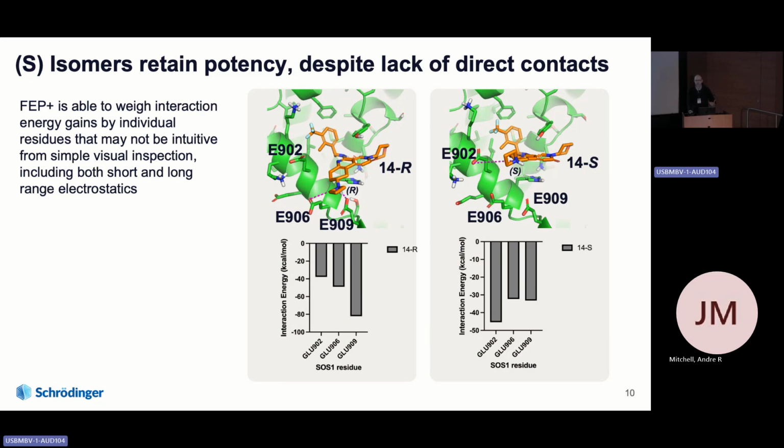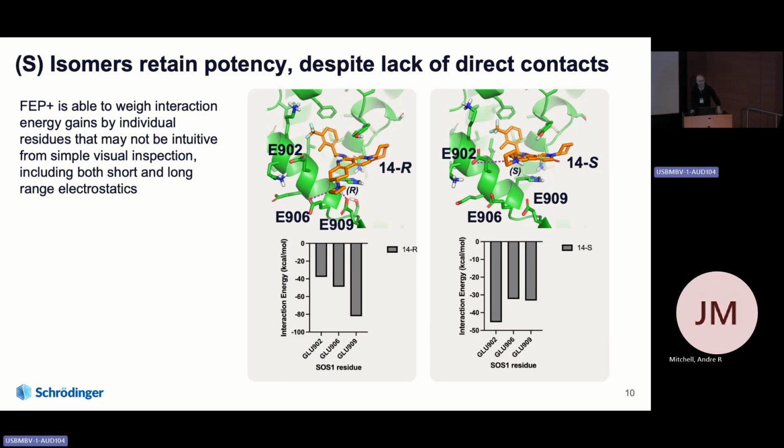So I like this example a lot because it is something that was hard for us to rationalize. It's certainly not something that I think is obvious if you just look at these structures in PyMol, but it really illustrates how FEP can weigh up this complicated situation, the long range and short range electrostatics, to get to the right answer that's consistent with the experimental data.